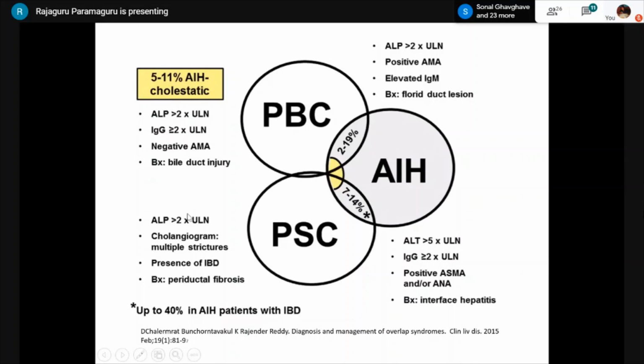And like this, in this case which we had just seen, with the classical features of AIH and the typical findings in PSC, mainly the cholangiogram, the cholangiogram should be abnormal to call it an AIH-PSC overlap. If the cholangiogram is not abnormal and you are finding something like a small duct type, you can call it AIH cholestatic. So this is the criteria for AIH cholestatic, where the AMA is negative, there is bile duct injury, but the cholangiogram is normal. Here the cholangiogram will be normal.